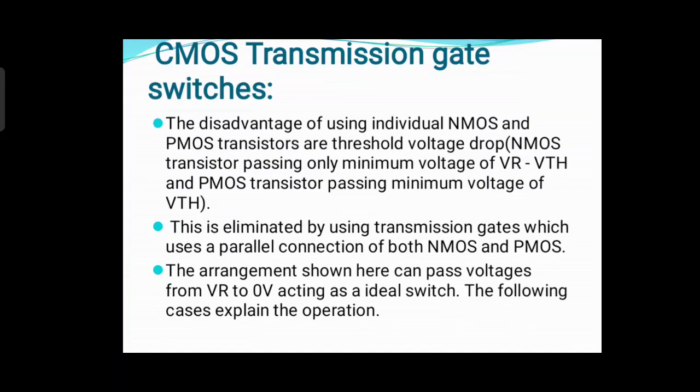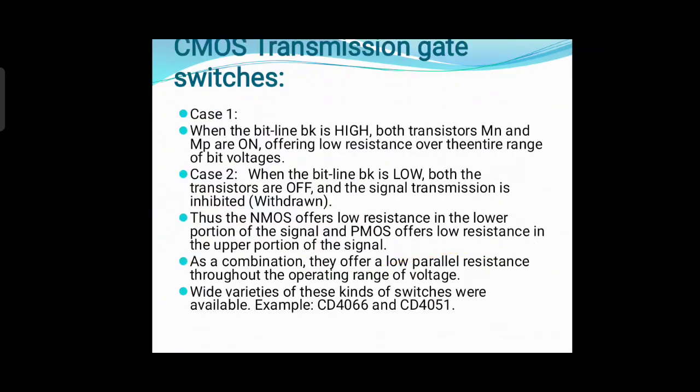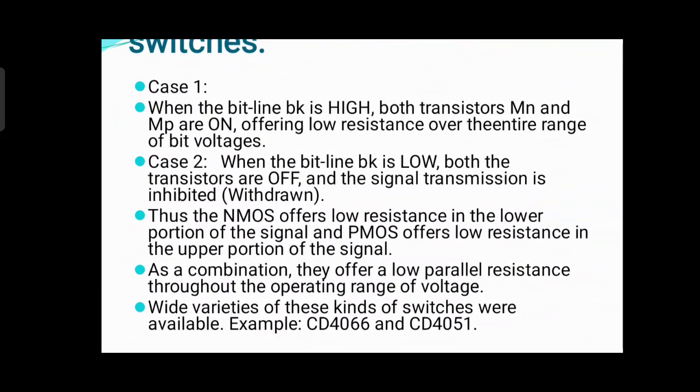For this CMOS transmission gate, case 1: when the bit line Bk is high, both the transistors M1 and MP are on, offering low resistance over the entire range of the bit voltage. Case 2: when the bit line is low, both transistors are off and the transmission line is inhibited. The NMOS offers low resistance in the lower positions, and the PMOS offers low resistance in the upper position of the signal. A wide variety of these kinds of switches are available, for example CD4066 and 4051.